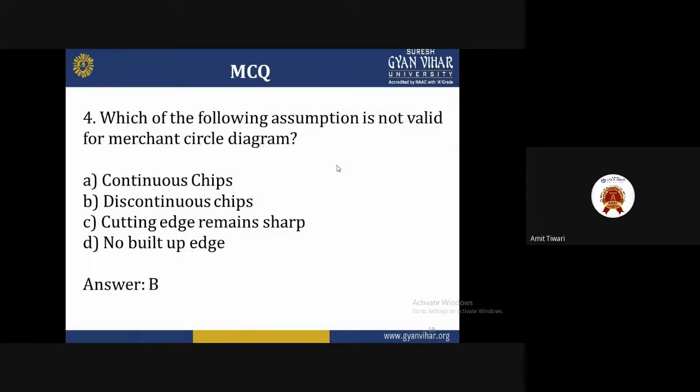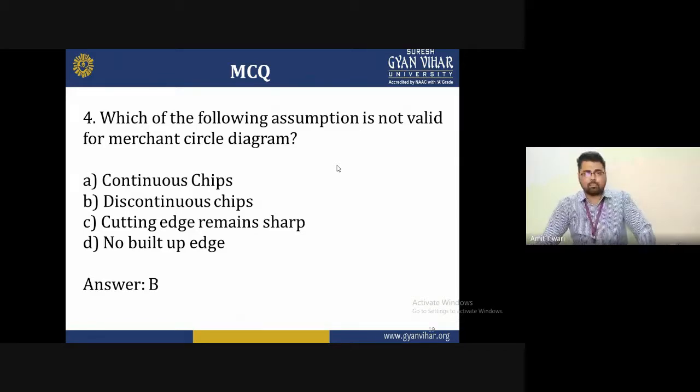Next: which of the following assumptions is not valid for the merchant circle diagram? We are not discussing the merchant circle diagram in this lecture, but it is connected to continuous, built-up or discontinuous chips. We will discuss it later; today we are discussing chip formation.